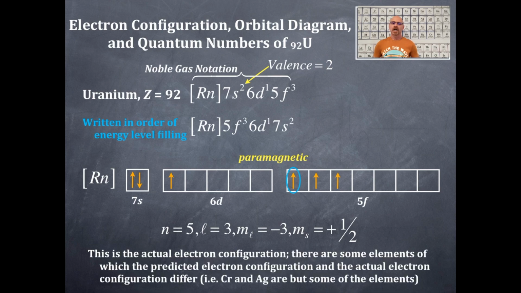Okay. I do want to mention something, and that is this is the actual electron configuration. There are some elements where the predicted electron configuration and the actual configuration differ. That's another level of chemistry you need to get into. A couple of examples of that are in the columns where chromium is, and also where copper, silver, and gold are. Those have actual electron configurations which are not the predicted ones.